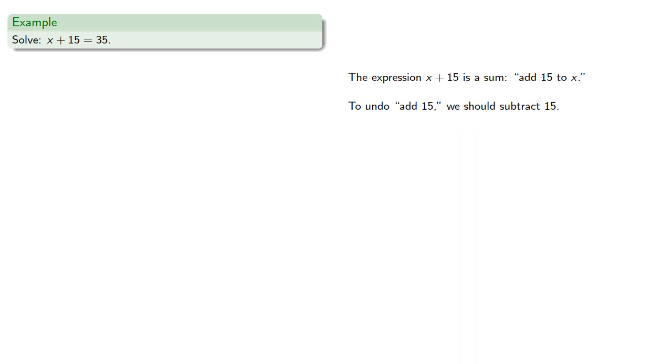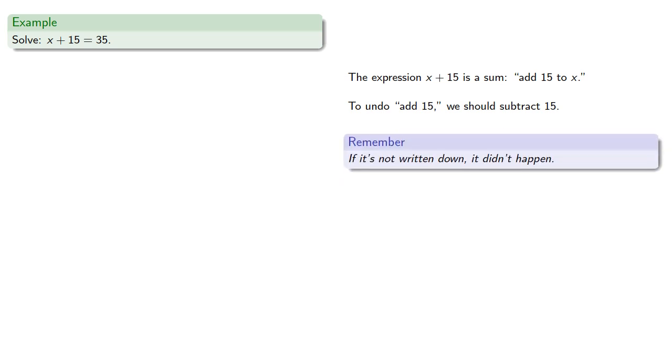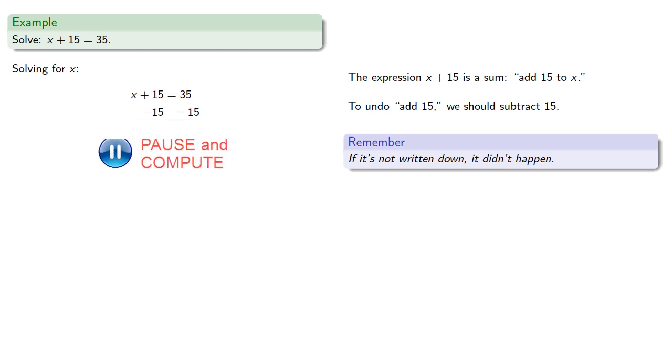And remember, if it's not written down, it didn't happen. So we'll start with our equation. We'll subtract 15, but we have to maintain equality, so we have to treat the two sides the same. We'll also subtract 15 from the right, and we find our solution.